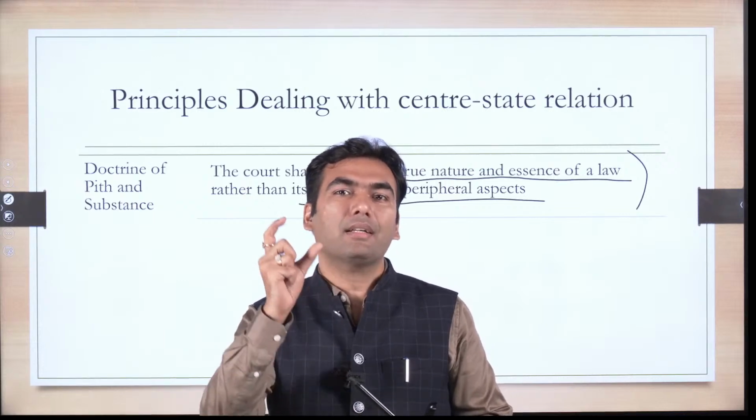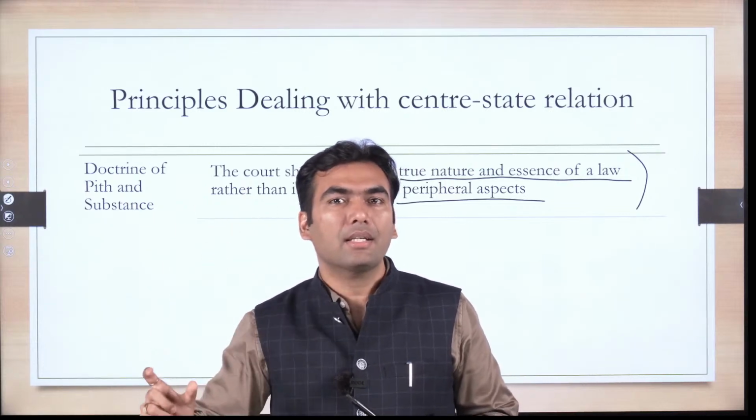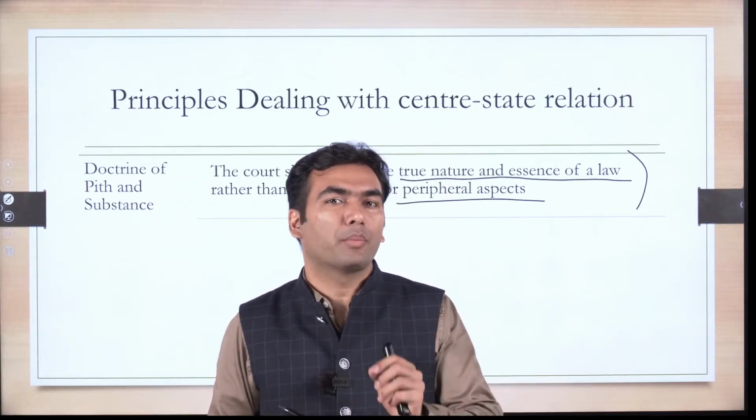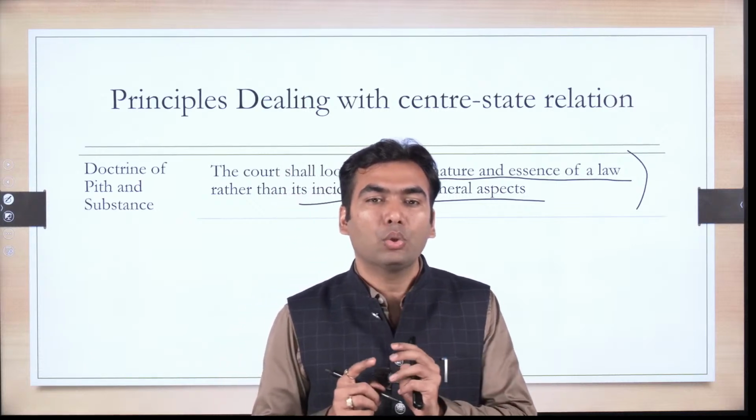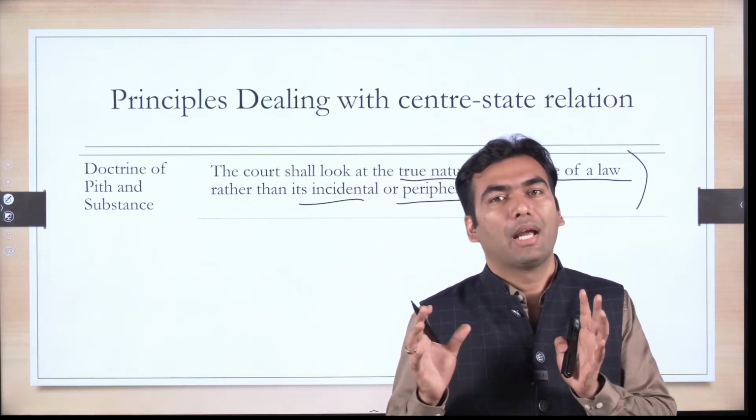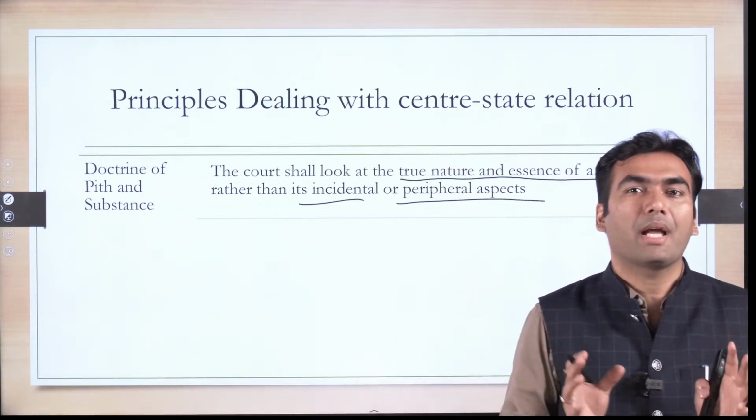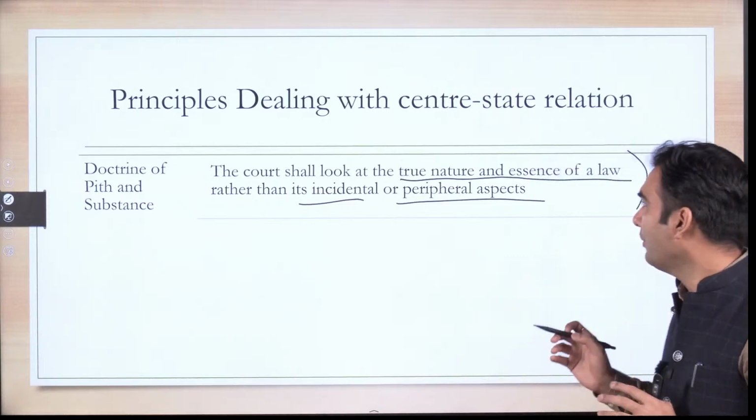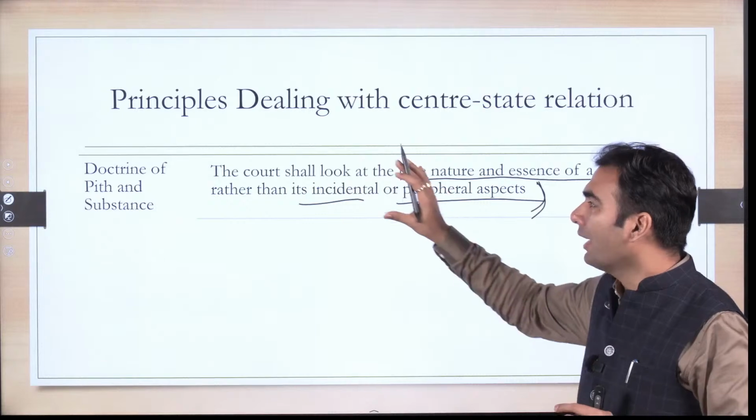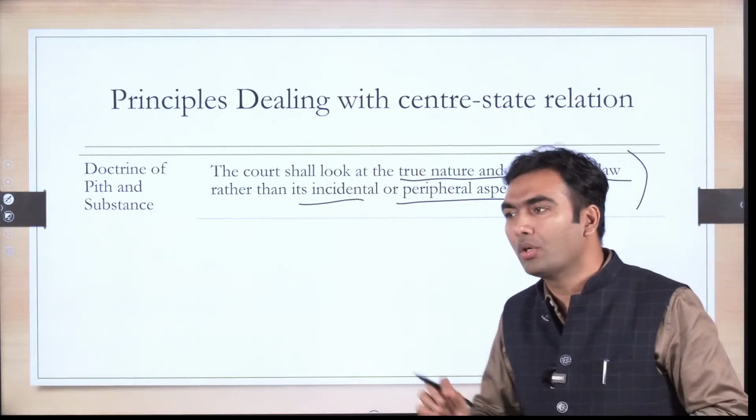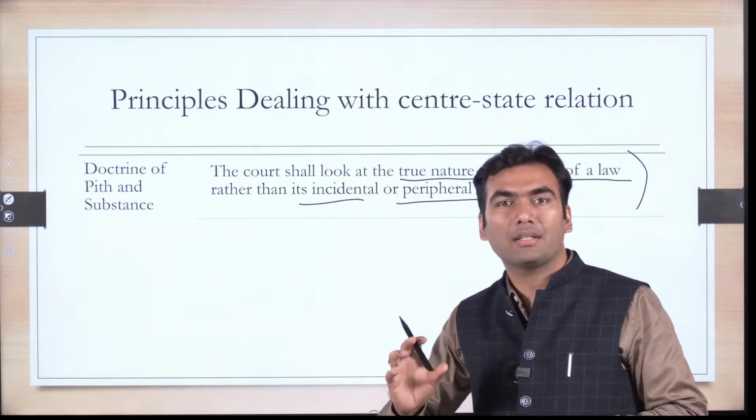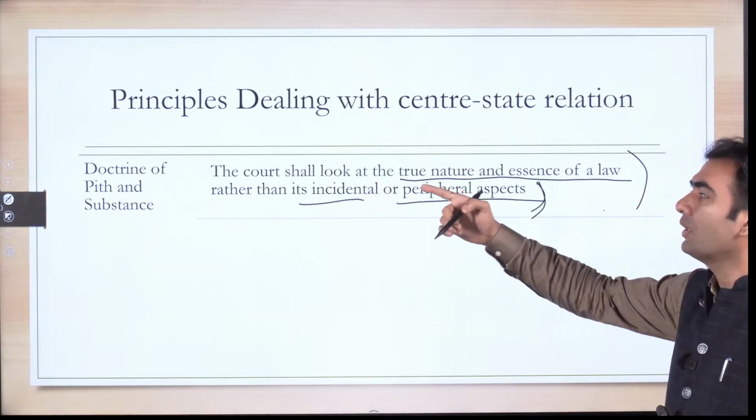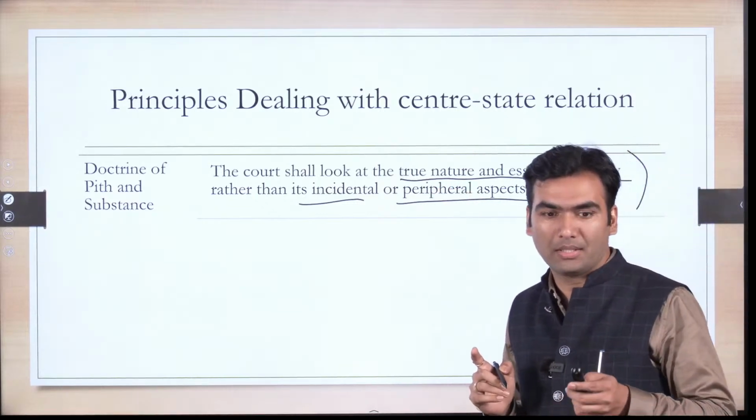But since the act is made on agriculture, and agriculture is a subject in the state list, as per the doctrine of pith and substance the act would be considered valid, even though it has marginal impact on income tax, which is a part of center legislation. So even if its peripheral aspect goes into the domain of the center, or the center's law goes into the domain of a state, the law would be considered valid as per the doctrine of pith and substance.